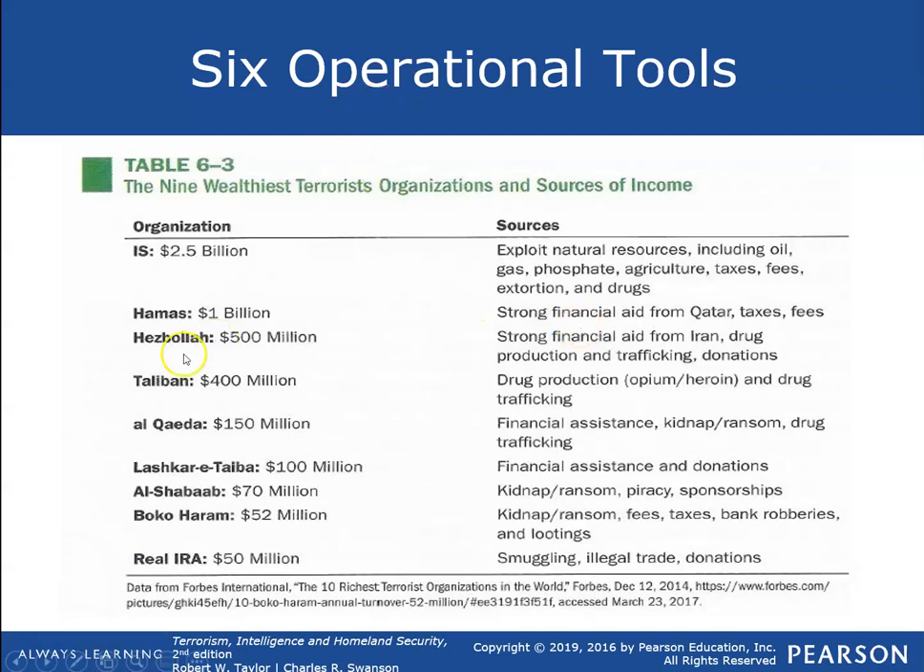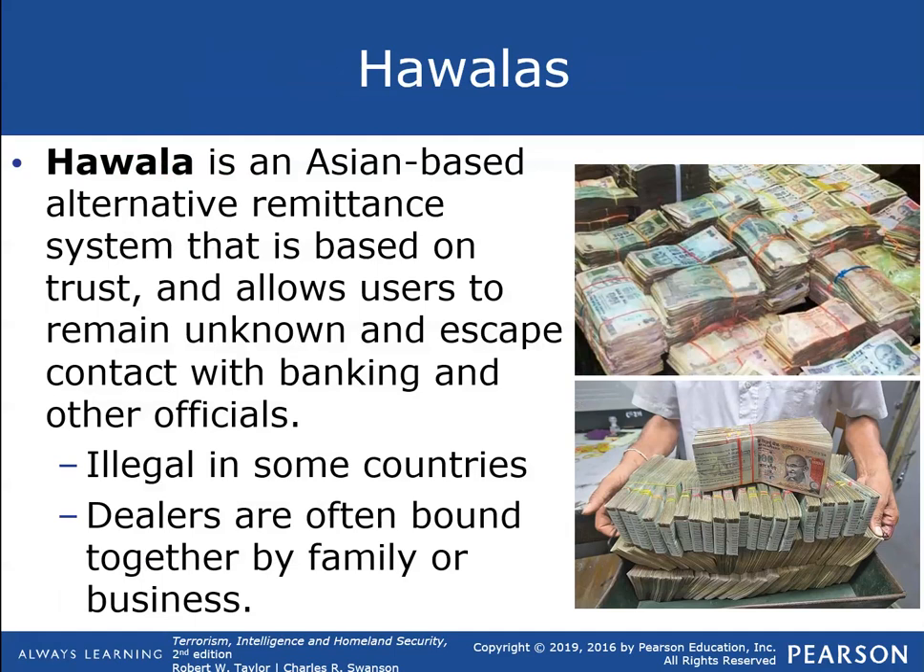So here, when you look at IS, you have exploiting natural resources, which is oil, gas, agriculture, and extortion. Hamas, same thing. Hezbollah, drug trafficking. The Taliban, opium, heroin, drug trafficking. So all of these are different sources of income. So here's a couple of the wealthiest organizations.